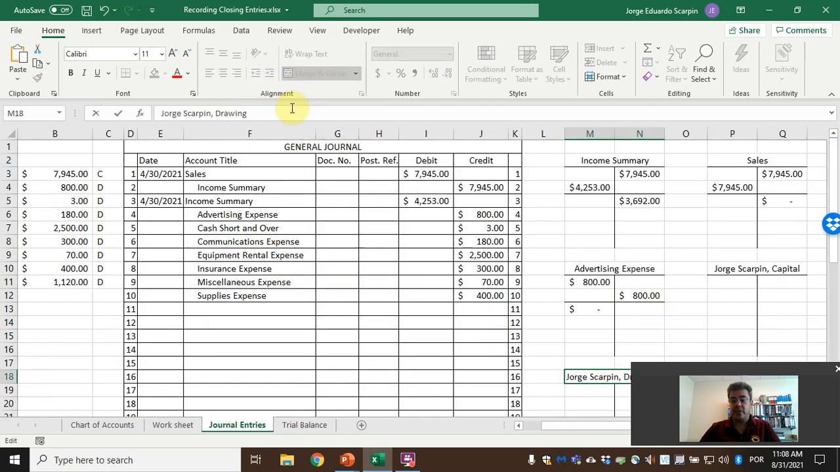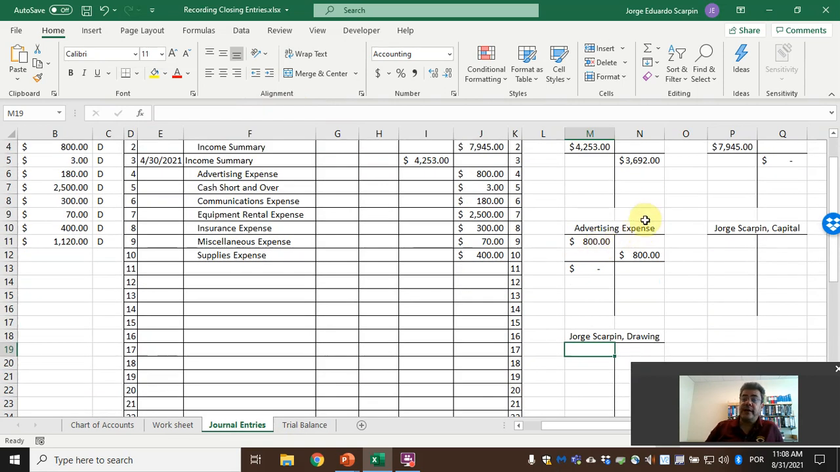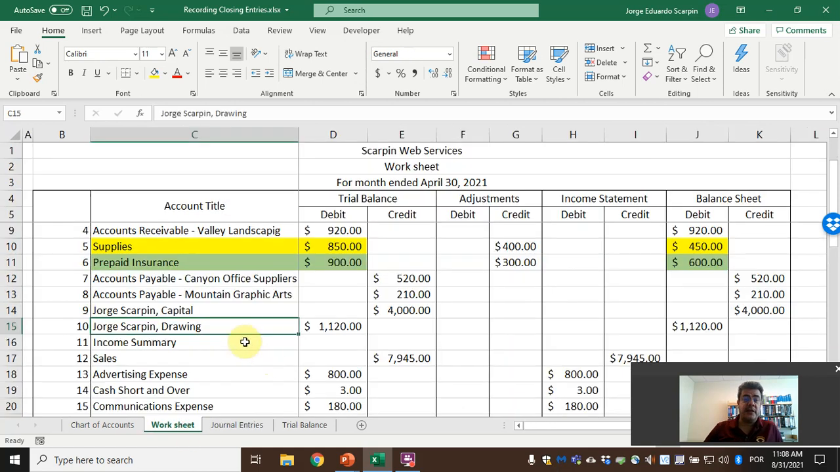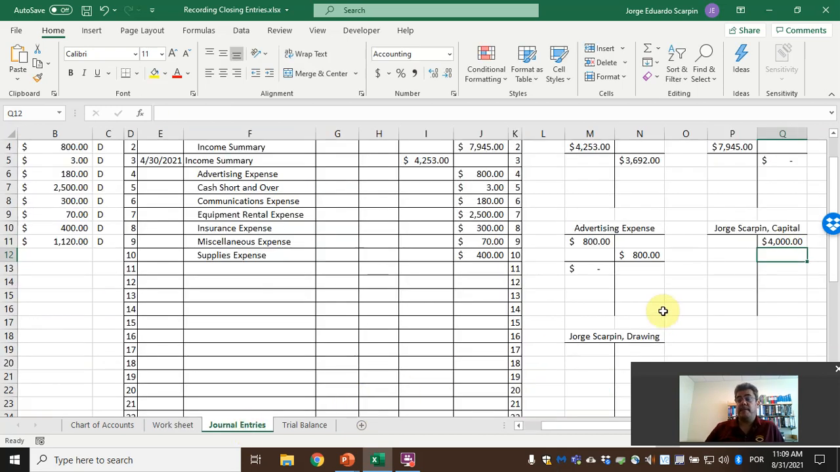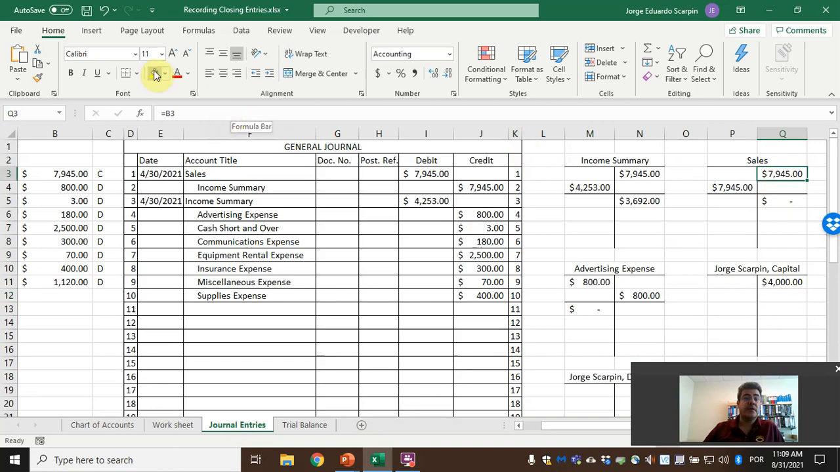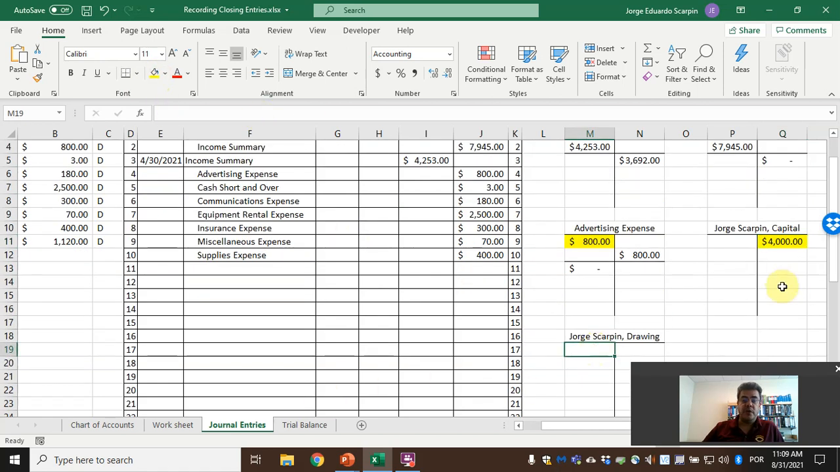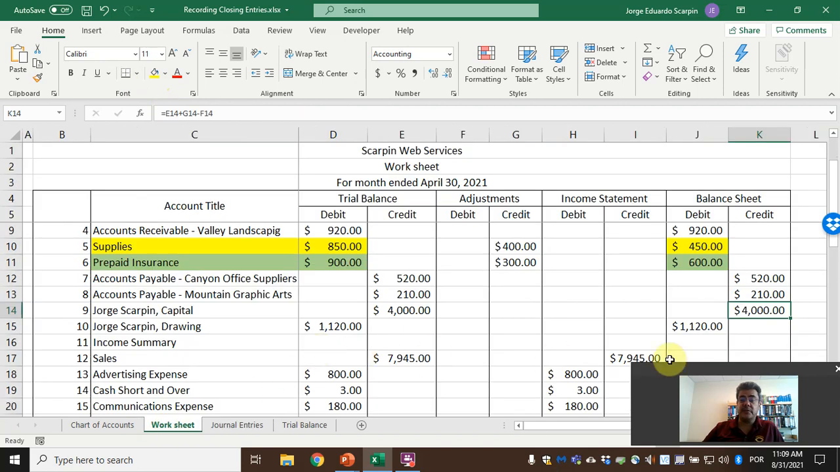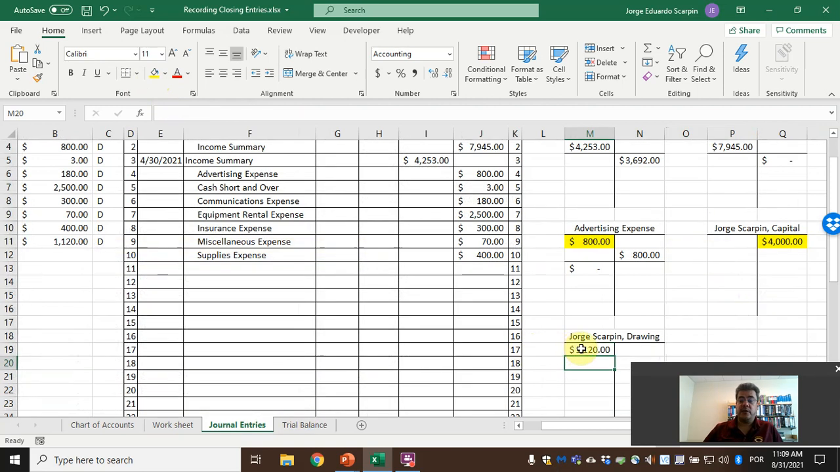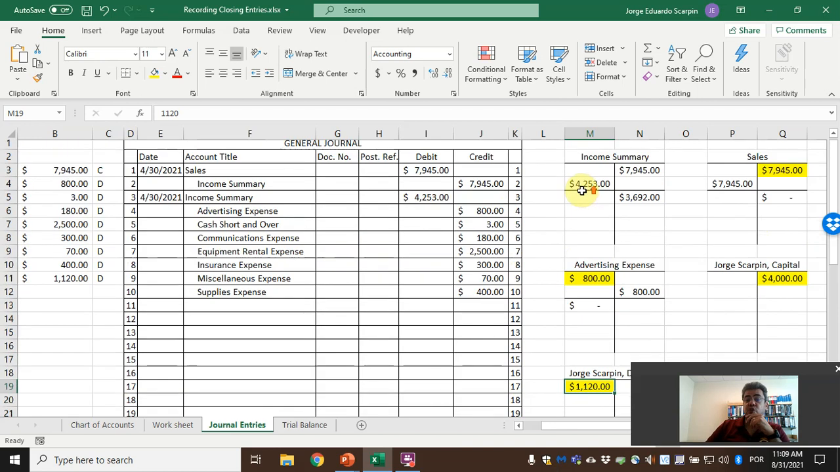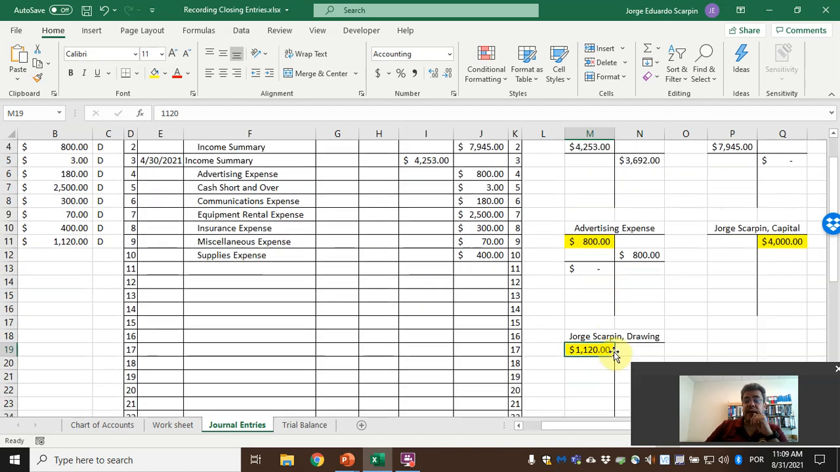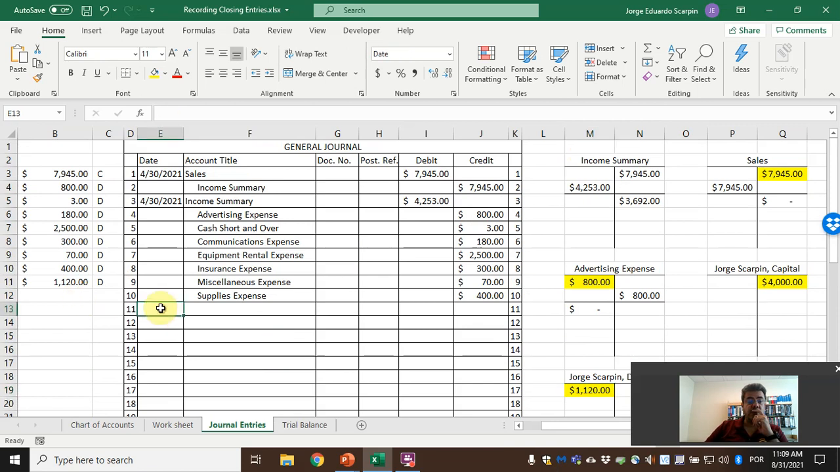Because what do we need now? We need to journalize. So Jorge Scarpin Capital, the beginning balance is $4,000 credit. So it is the beginning balance. So let's, in yellow here, our beginning balances. And the drawing, the beginning balance is 1,120. So now we need to close the income summary and drawing. So how do we do that?